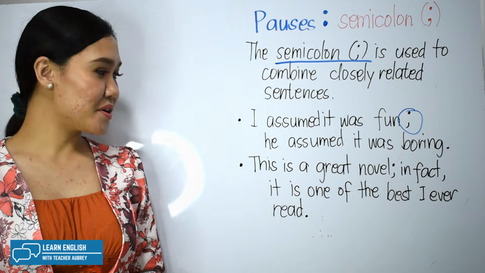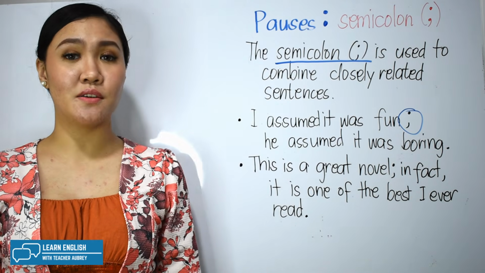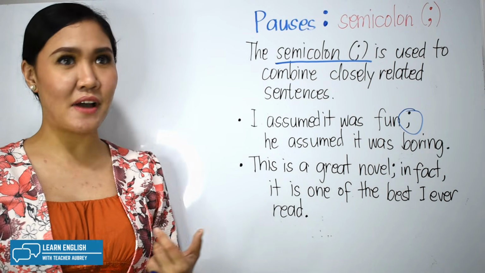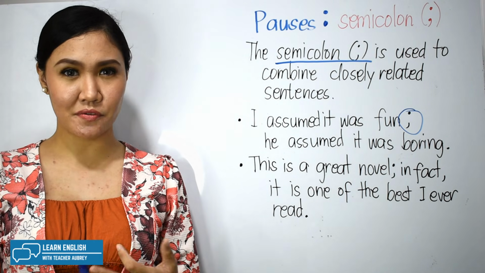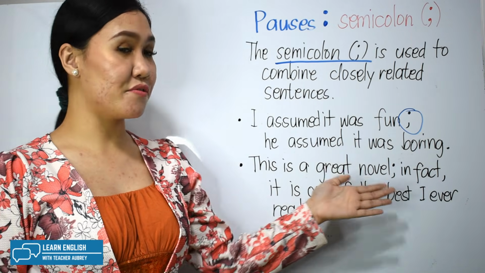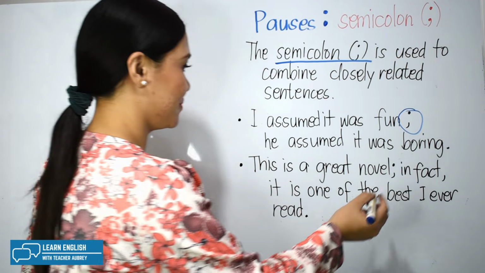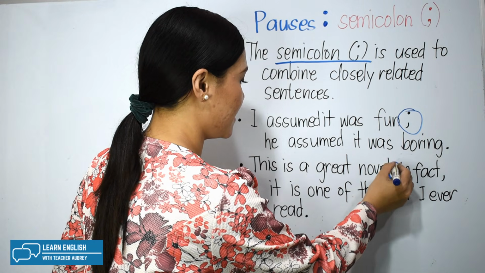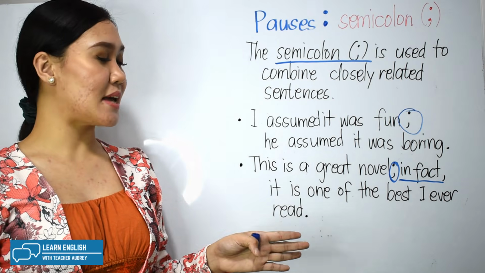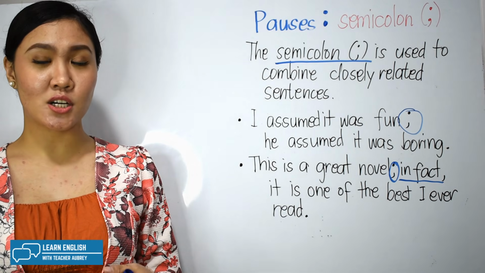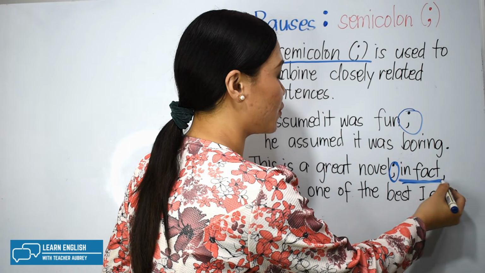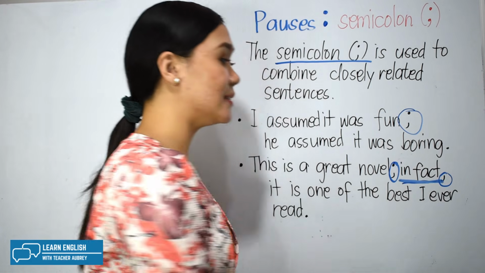Another example is for the conjunctive adverbs. Ano ba yung conjunctive adverbs? We have in fact, however, therefore, for example. Ito yung halimbawa. This is a great novel. Ginamitan natin ng semicolon. In fact, kapag ang kasunod ng semicolon ay isang conjunctive adverb, which is in fact, after that word, gagamitan nyo ng comma.